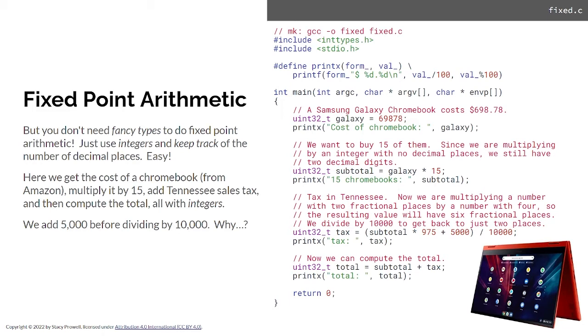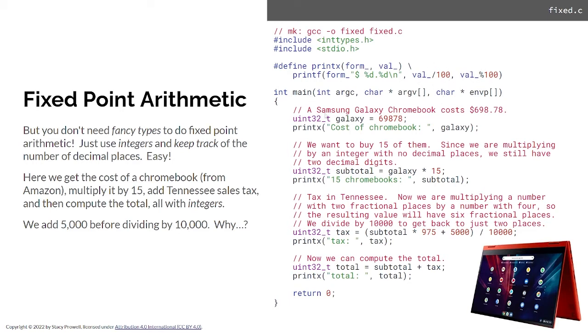So over here on the right, we have some code that does that. It'll get int types and standard I/O, and I define this little printx. And printx is going to print out for me one of these values in decimal. Okay, so it's going to print out this first part, which is the value divided by 100. And then the second part is the value percent 100. So it's gonna take an integer and it's gonna break it up into the dollars and cents.